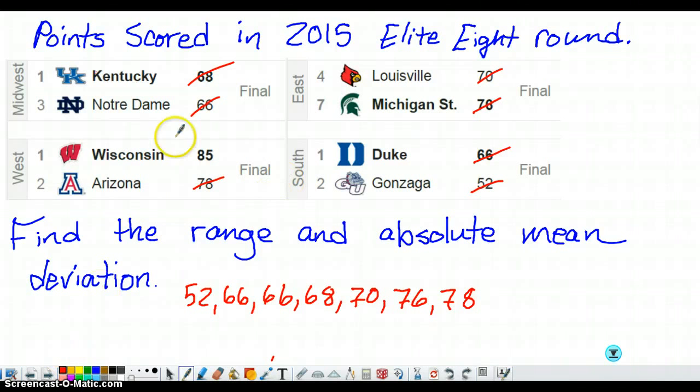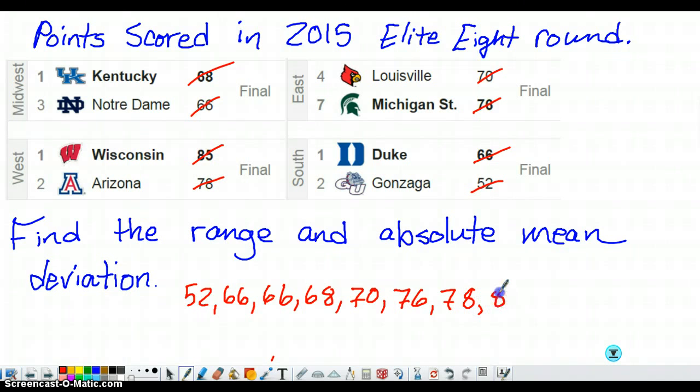All right. So if I'm looking at points scored in the 2015 Elite 8 round of the NCAA men's tournament, I want to find the range and absolute mean deviation. The first thing I tend to do is go through and start putting my numbers in order from least to greatest. And so in this case, I did 52, 66, 66, 68, 70, 76, 78, and then my last one here is 85.